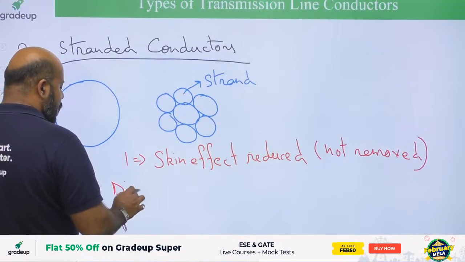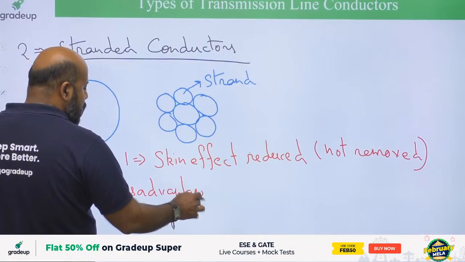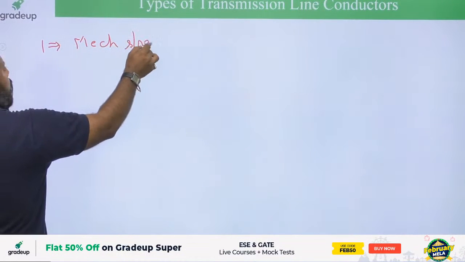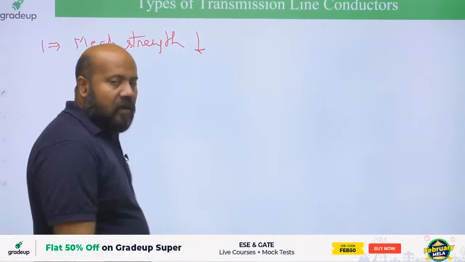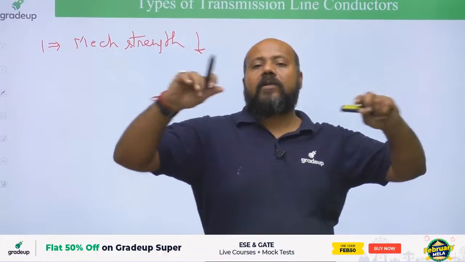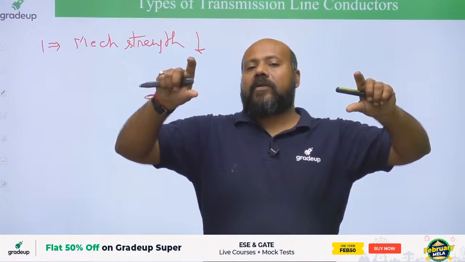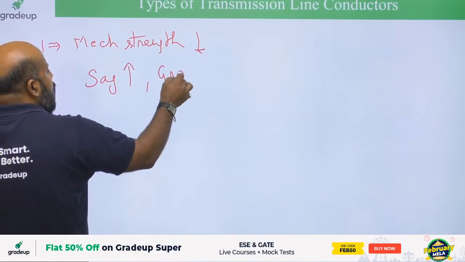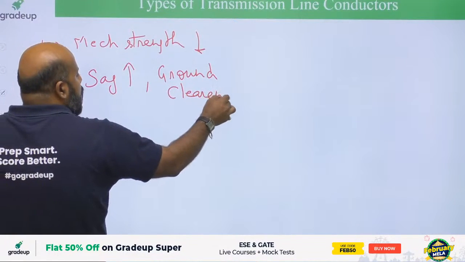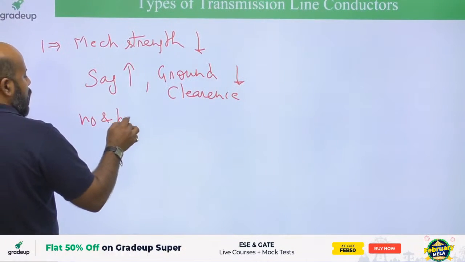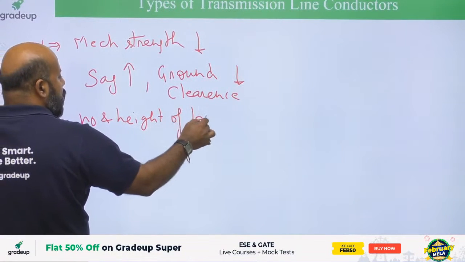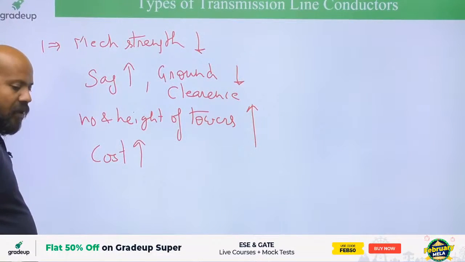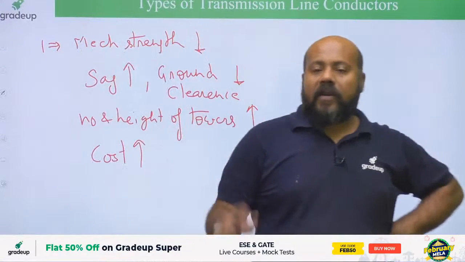So this is one advantage, that skin effect is reduced, not removed. But what is the disadvantage, my friend? Number one, mechanical strength is reduced. Instead of using a single solid conductor, if you use multiple strands, the mechanical strength is going to be less, so sag is going to be more. If sag is more, ground clearance is going to be less. If ground clearance is less, then the number and height of transmission towers is going to be more. So my friend, cost is going to be more. Are you getting this idea clear in your mind or not?